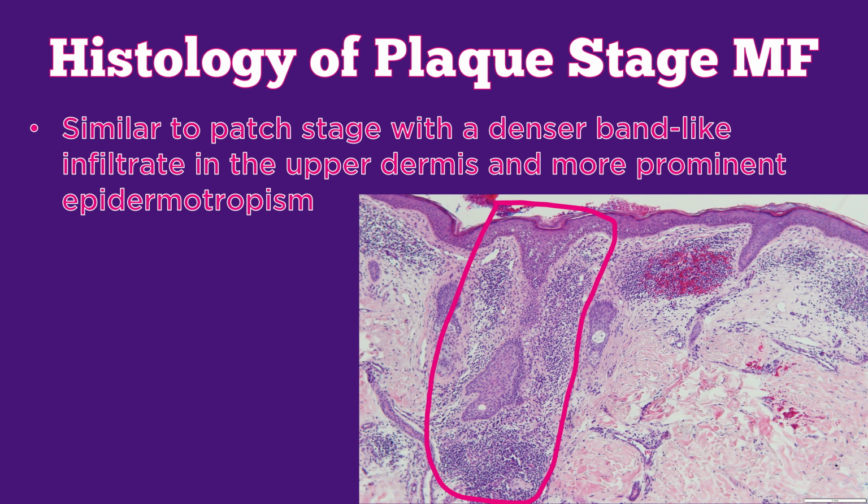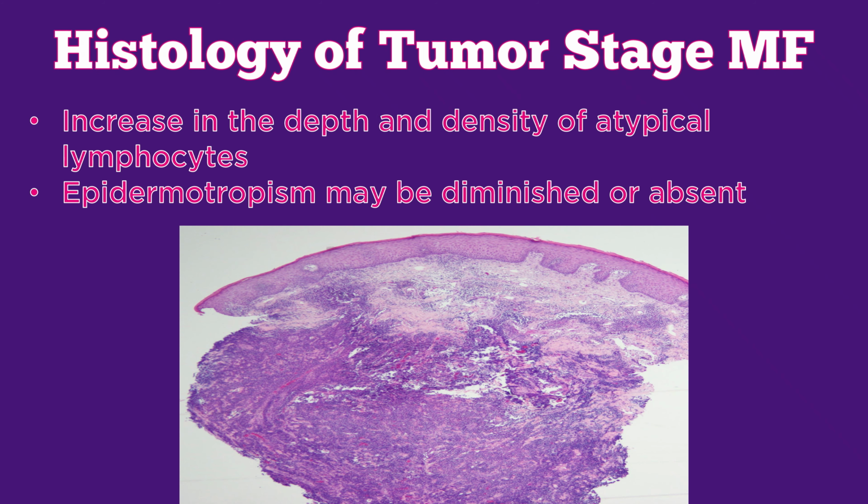When there's tumor stage MF, there's going to be a further increase in the depth and the density of the atypical lymphocytes. But it's important to remember that the epidermotropism that was present in the patch and plaque stage may be diminished or absent in the tumor stage MF lesions.